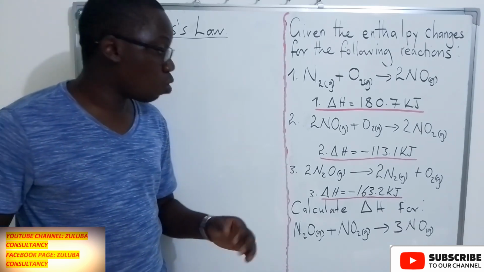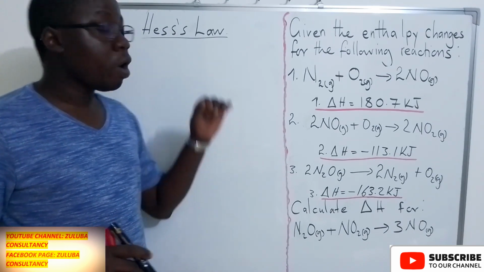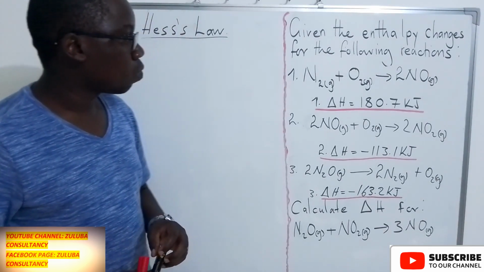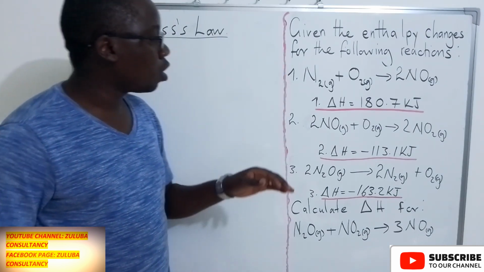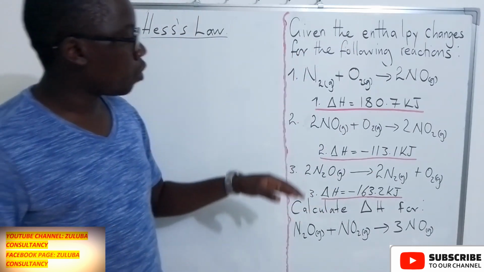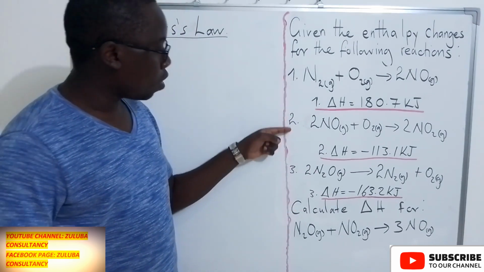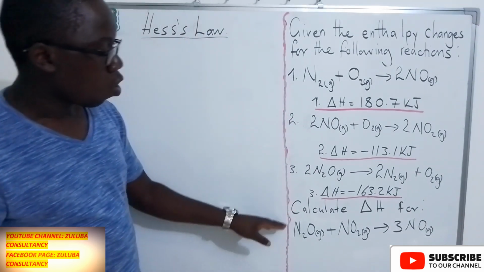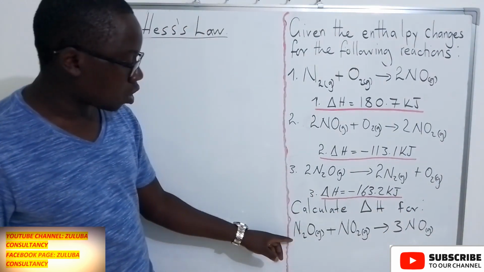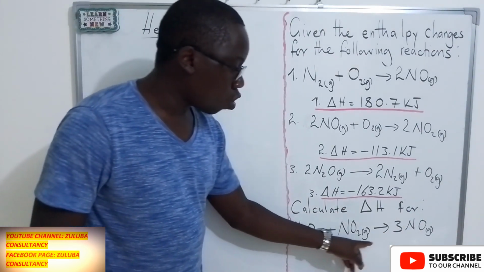In this tutorial video, we want to look at how we use Hess's law to calculate the enthalpy change. So we have been given the question which reads, given the enthalpy change of the following reactions, so we have these three reactions, we have been asked to calculate the enthalpy change of the reaction which is shown here.